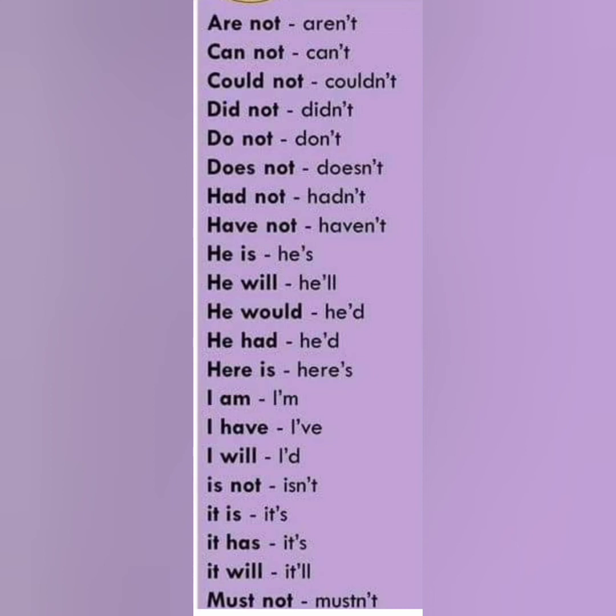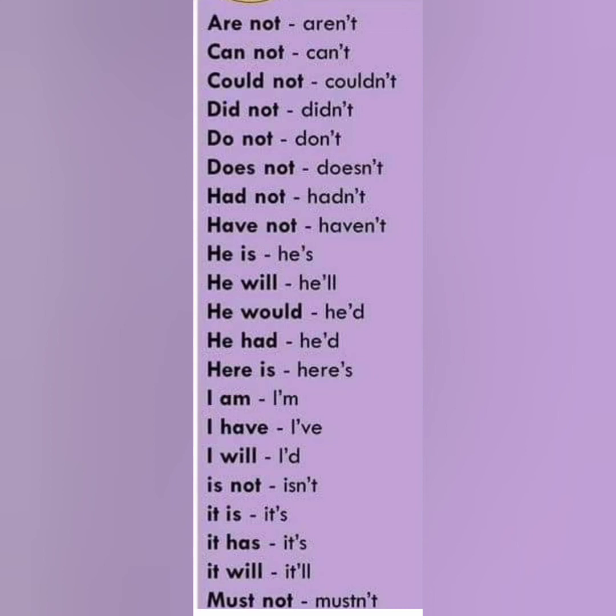He had, HA letters are removed. Here is, here's. I am, again the letter A is removed. From I have, HA, and it will become the shortened form I've. I will, WI letters are removed. Is not, again O from the not. It is, it's. It has, it's. It will, it'll. Must not, mustn't.